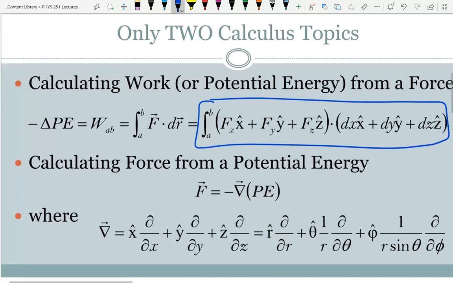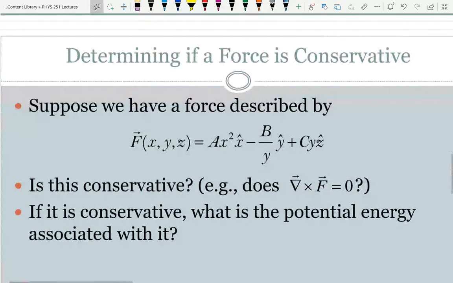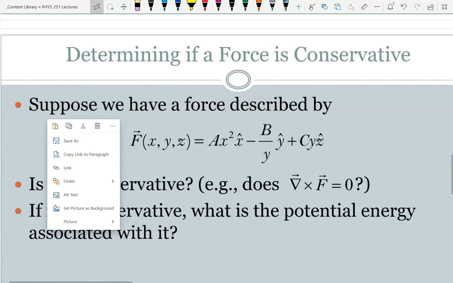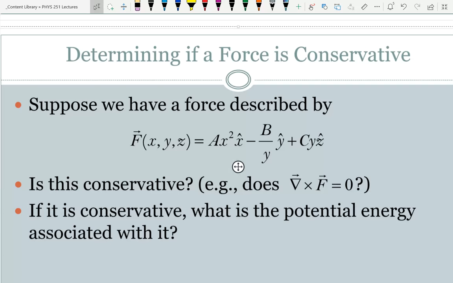Okay, let's look at another problem. Suppose we have a force described by this function. Is this conservative? Okay, stop doing that. Is this conservative? No. Okay. You answered quickly.